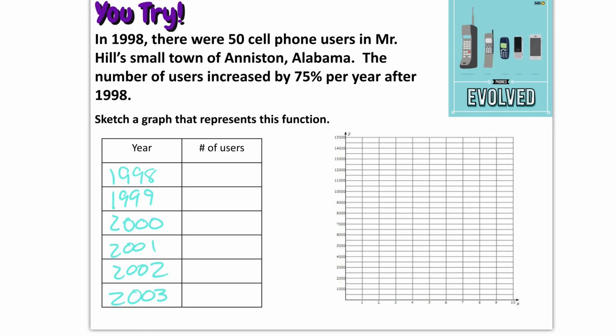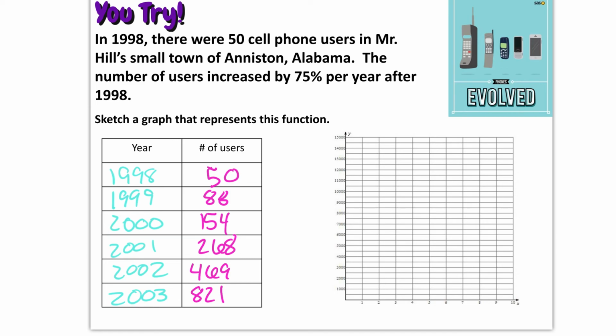So now, number of users. Our initial number of users was 50. And then in 1999, we're going to have to put some calculations in, there were 88 users. Then in the year 2000, 154 cell phone users. And in 2001, there were 268 people using cell phones. In 2002, there were 469 people using cell phones. And in 2003, there were 821 people.